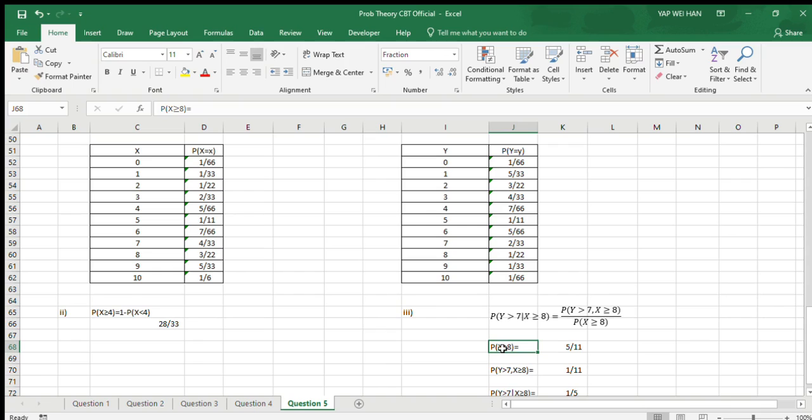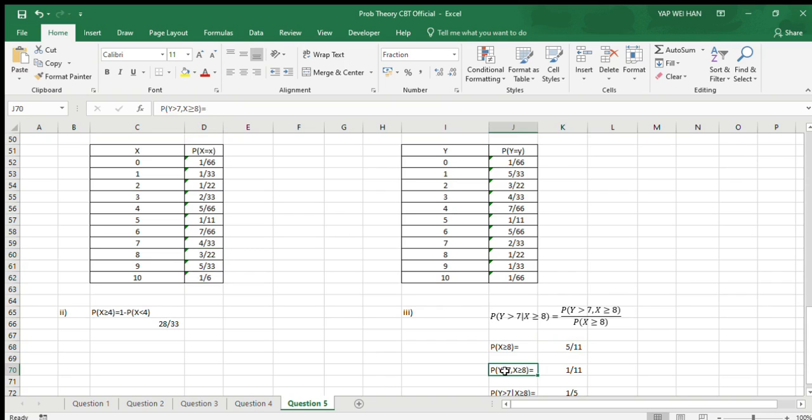We start by doing the probability of X larger or equal to 8. So let's refer back here. We just find the probability of X larger or equal to 8. So 8 is included, 9 is included, 10 is included. So we just sum the probability of these three. So 3 over 22, 5 over 33, 1 over 6. At the end, we will get 5 over 11.